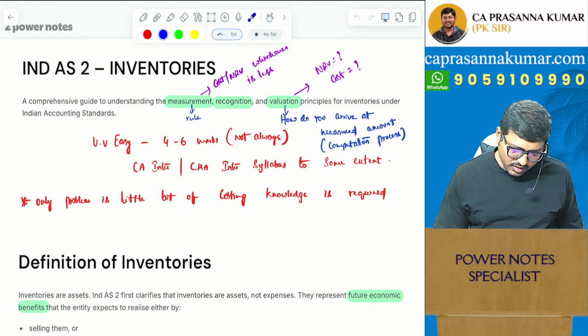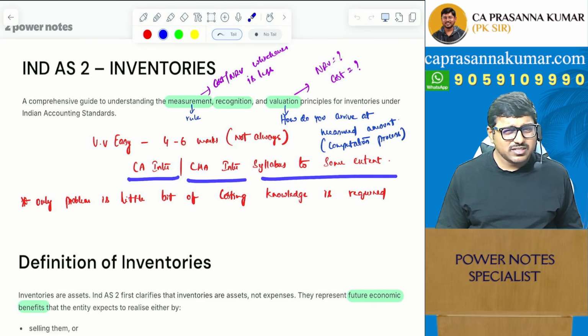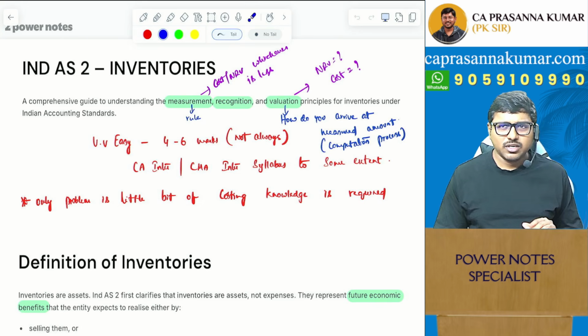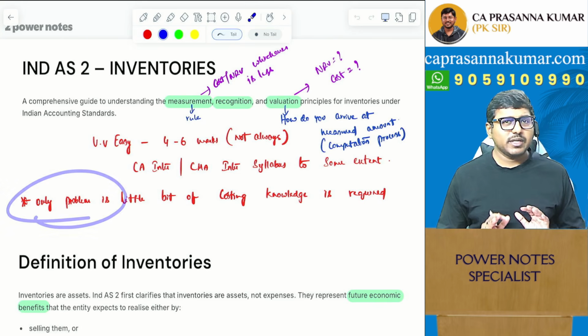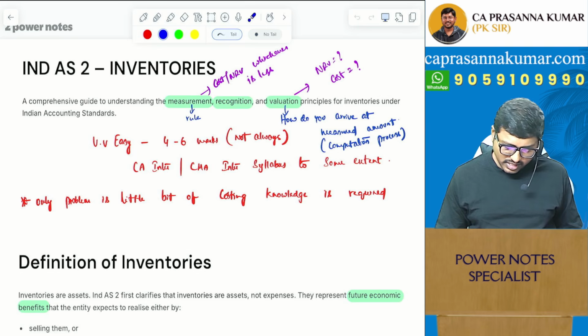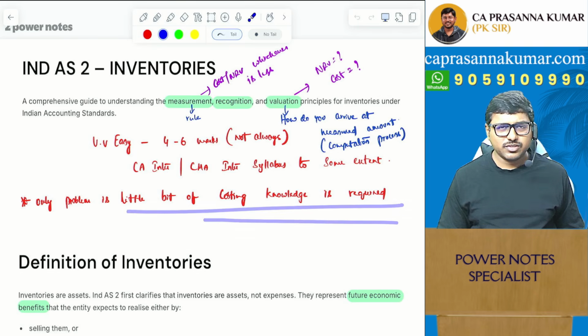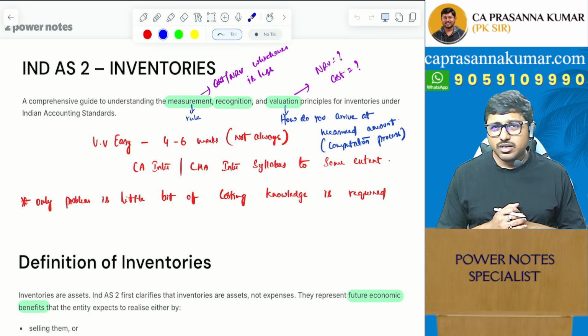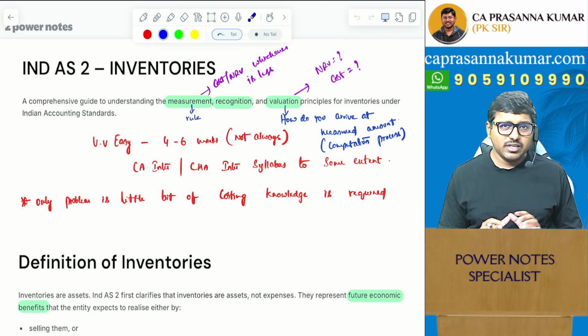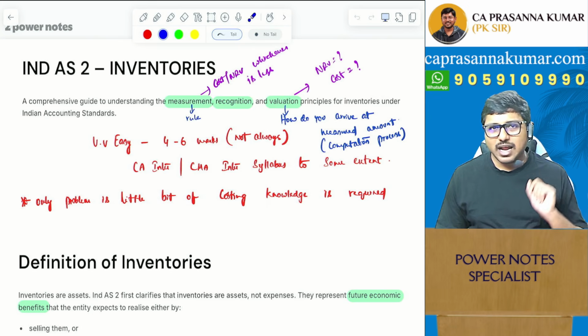Okay. So CA Inter and CMA Inter syllabus is the same to some extent. So thereby you will feel familiar, but at the same time, the only problem with respect to this particular Ind AS is that a little bit of costing knowledge is required. Now you do have a syllabus of costing in your CA Inter or CMA Inter. If you can recollect that, this will be very easy to understand. Otherwise, it will be a bit confusing.